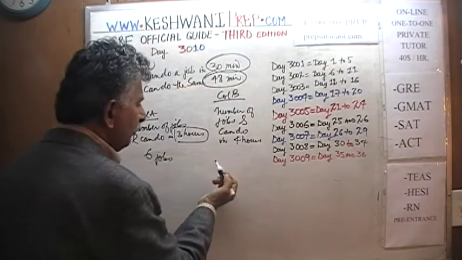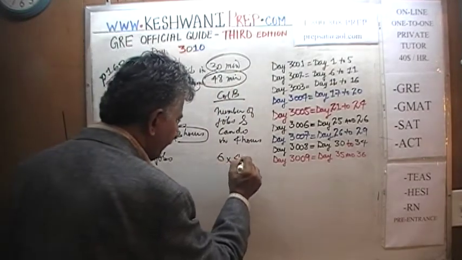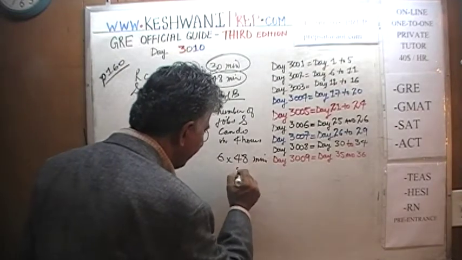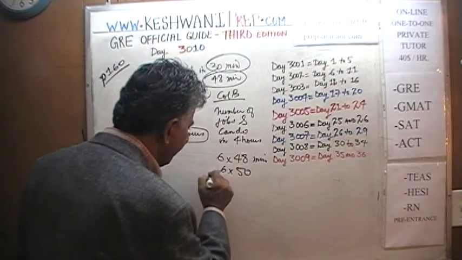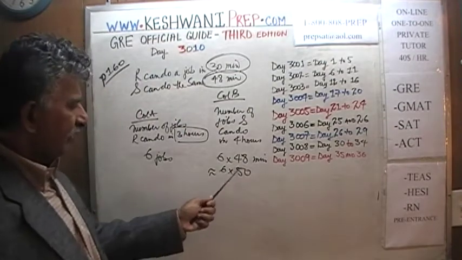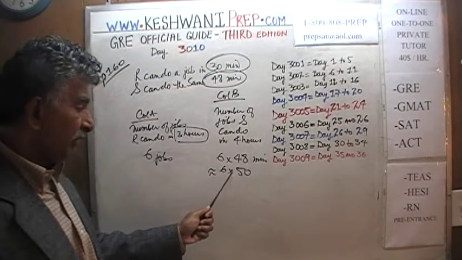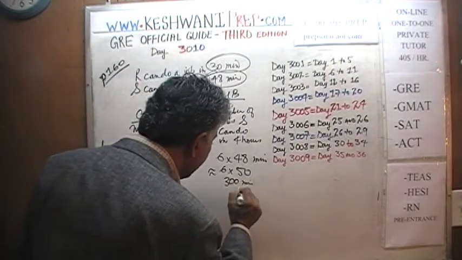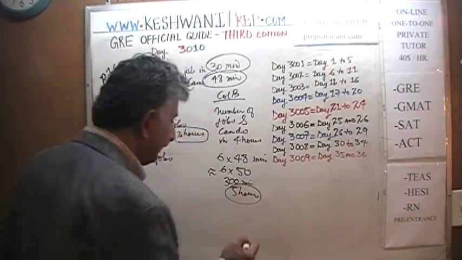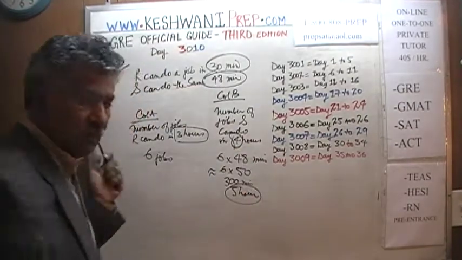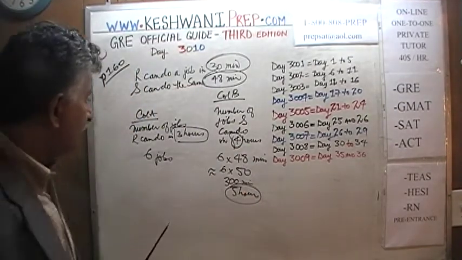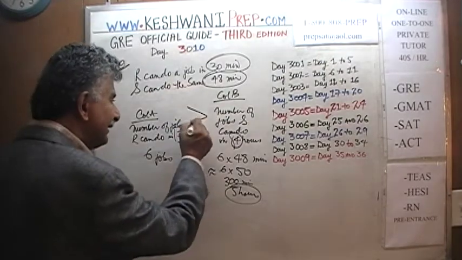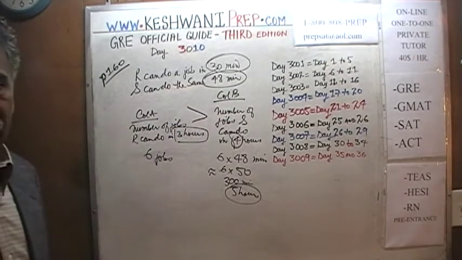It takes 48 minutes to do the job. If he wants to do six jobs, he's going to end up with 6 times 48 minutes. Let's pretend that 48 is 50, we're approximating now. 6 times 48 minutes is approximately 6 times 50, which is 300 minutes, which is 5 hours. He doesn't have 5 hours, he only has 4 hours. So obviously, the number of jobs that he can do in 4 hours is going to be less than the number of jobs the other guy can do in 3 hours.